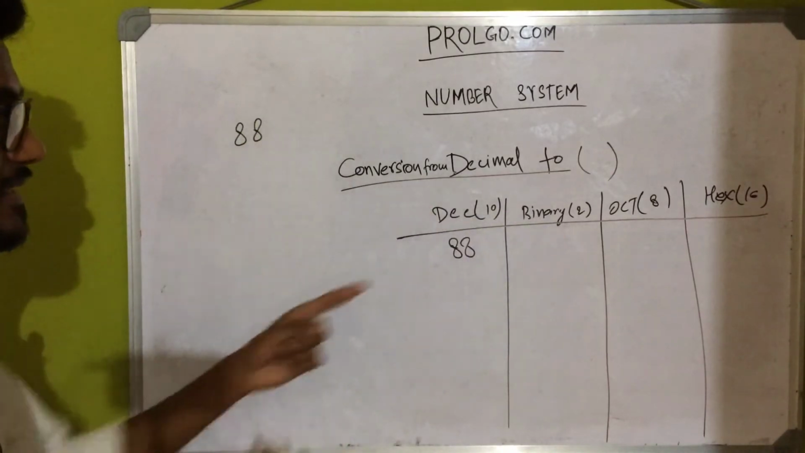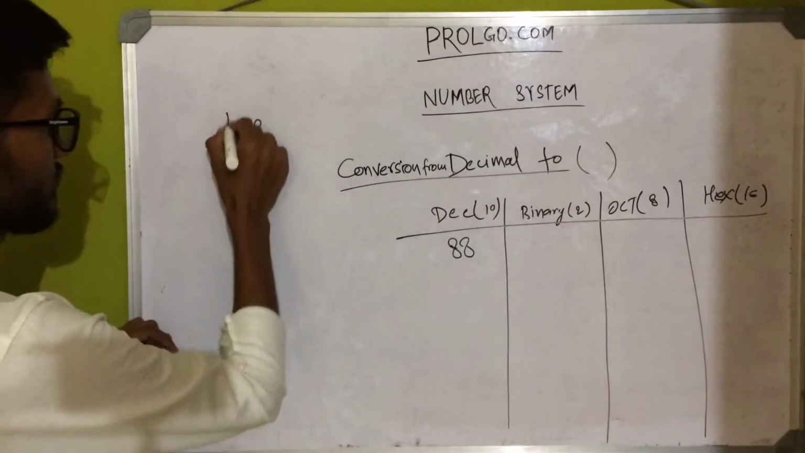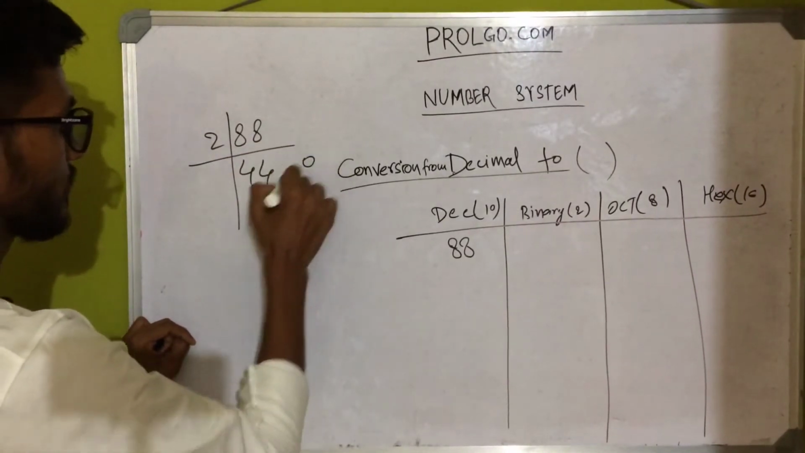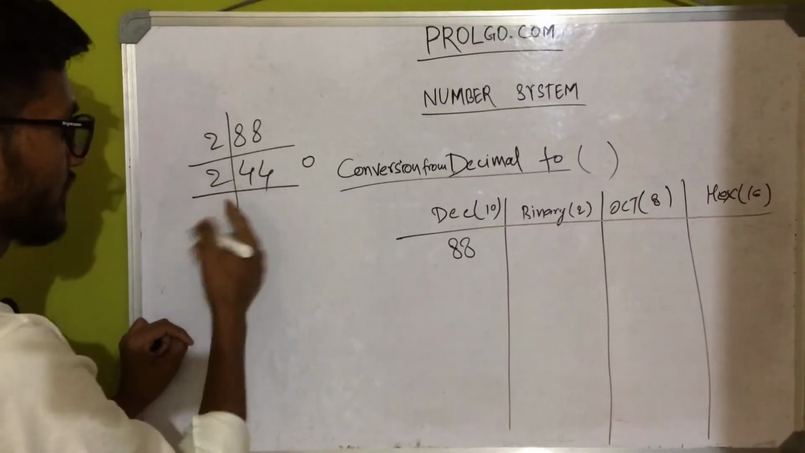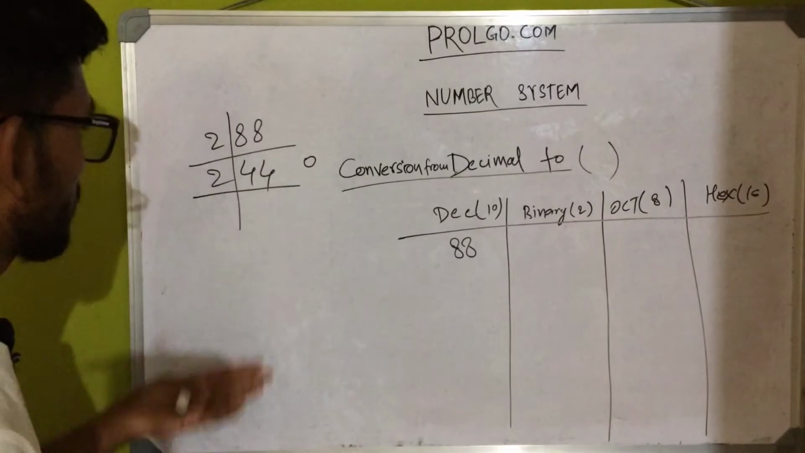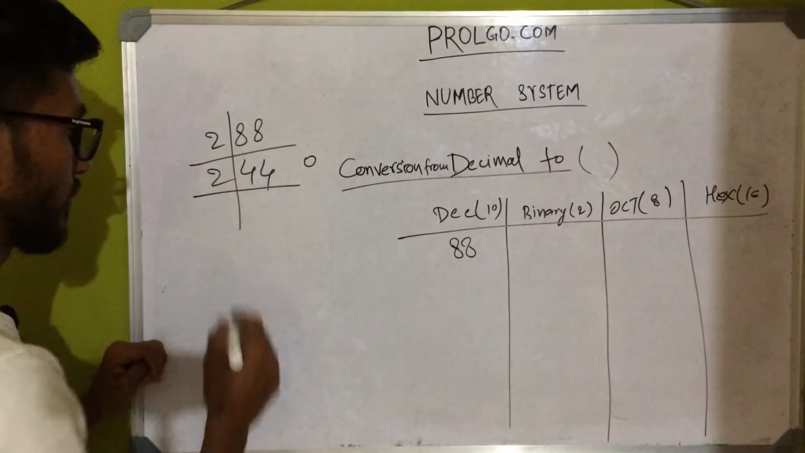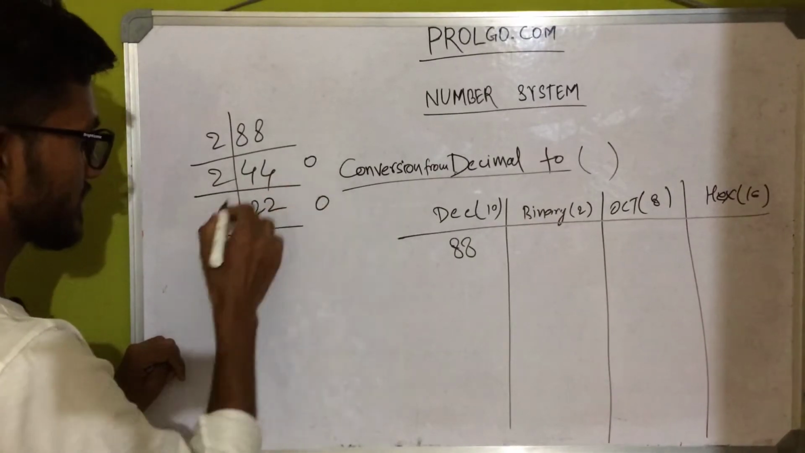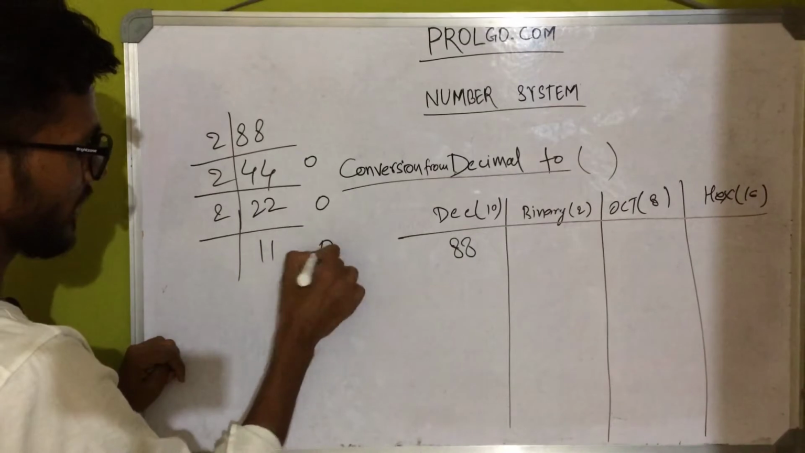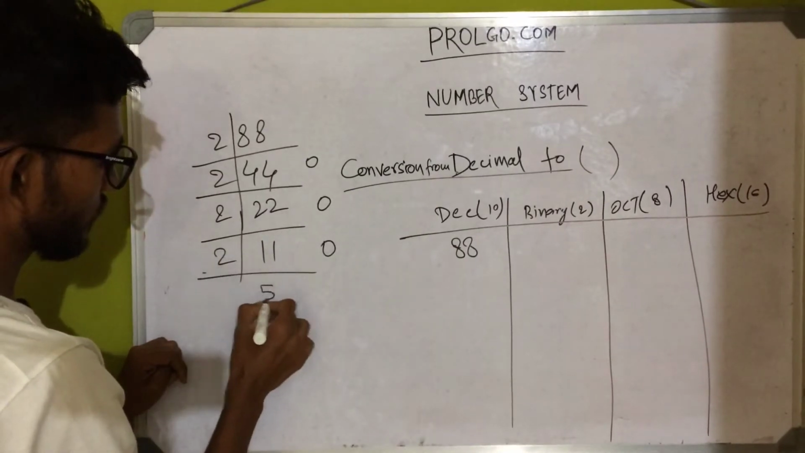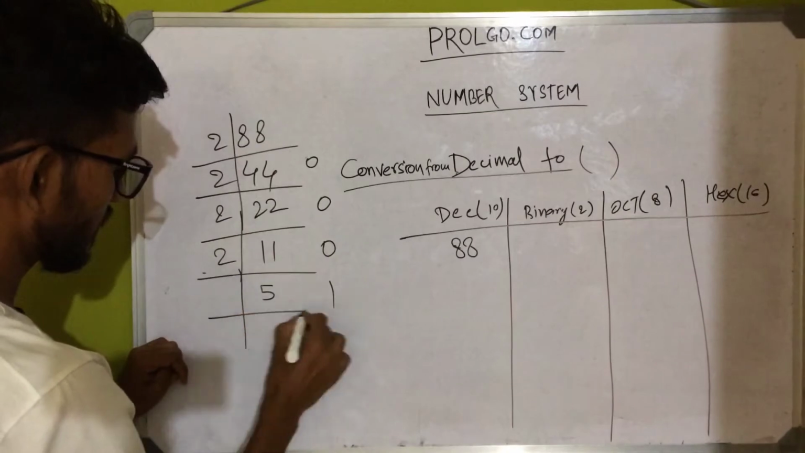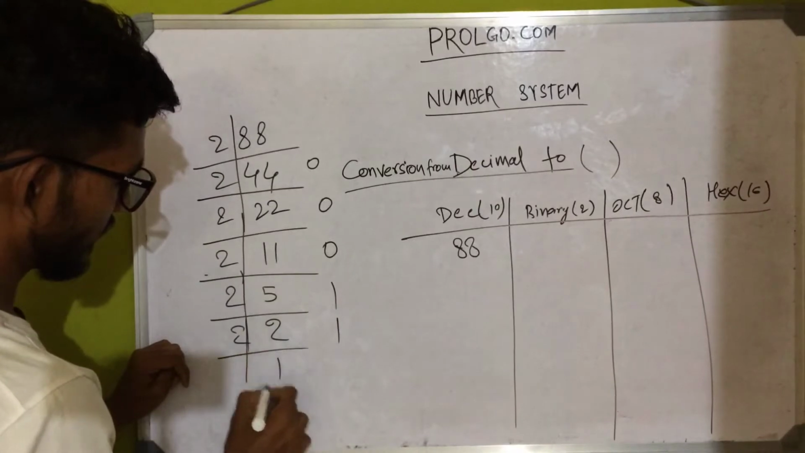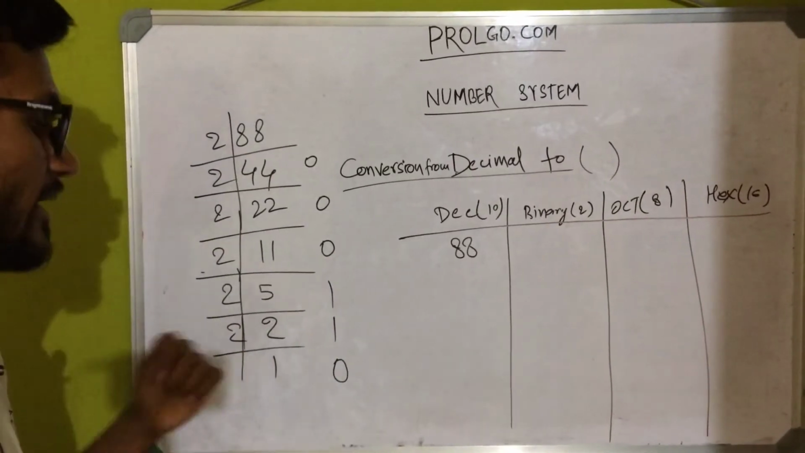We have to divide this number by 2. So I divide by 2, it comes 44, and the remainder is 0. Again I divide by 2. We have to continue this process until the number becomes 0. So it is 22; 22 times 2 is 44, the remainder is 0. 2 into 11 is 22, again the remainder is 0. 2 into 5 is 10, the remainder is 1, then 2 into 2 is 4, the remainder is 1, and then 2 into 1 is 2, and the remainder is 0.